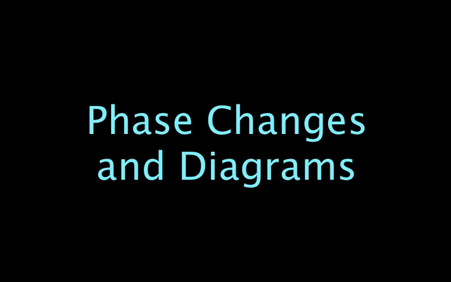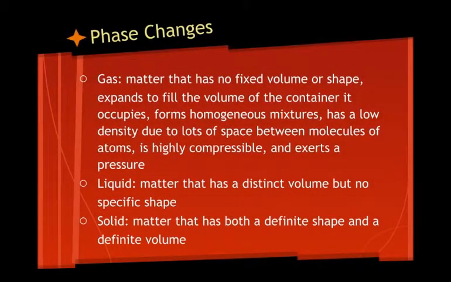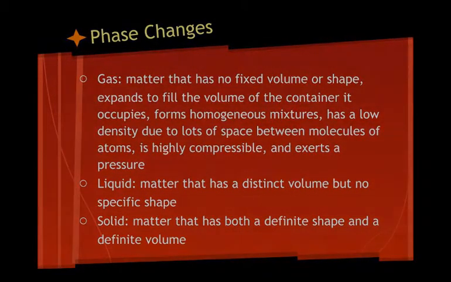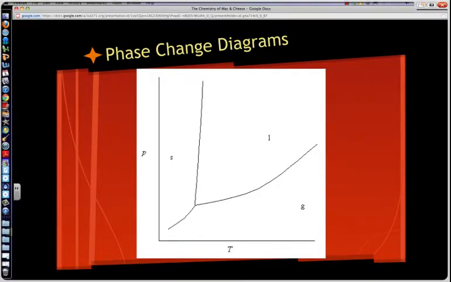Here is a helpful reminder of the different phases and their properties. Phase change diagrams help to show when a substance will change phases. Axes on a phase change diagram are the pressure that the substance is under, and the temperature. And these can be any unit.